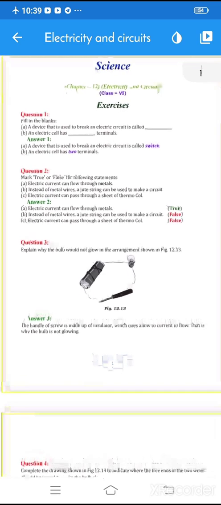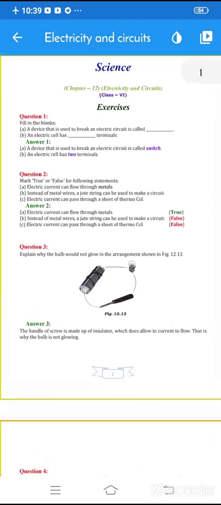Okay, let's go for question number 1. Question number 1 is fill in the blanks. First one: a device that is used to break an electric circuit is called dash. Yes, it is nothing but a switch. A switch is a device that is either used to break the circuit or complete the circuit. So the answer is switch.